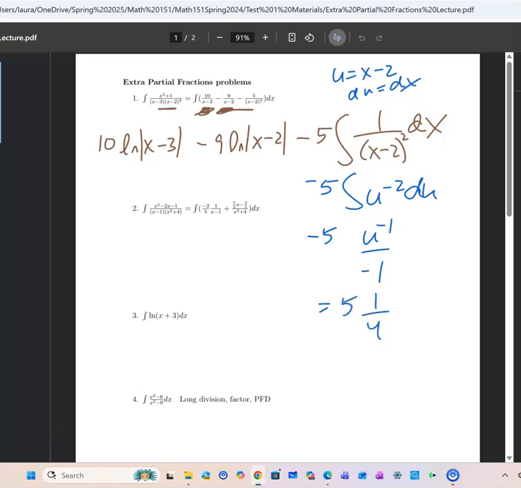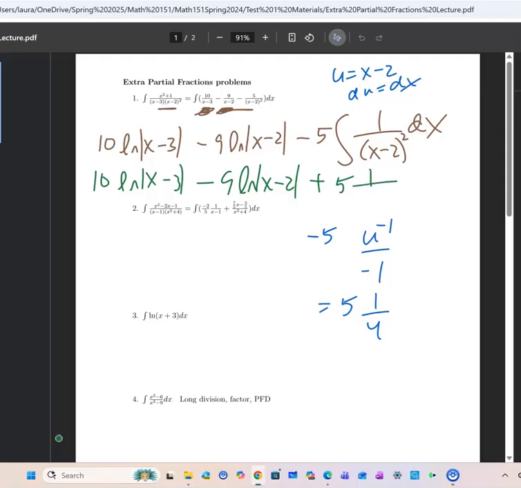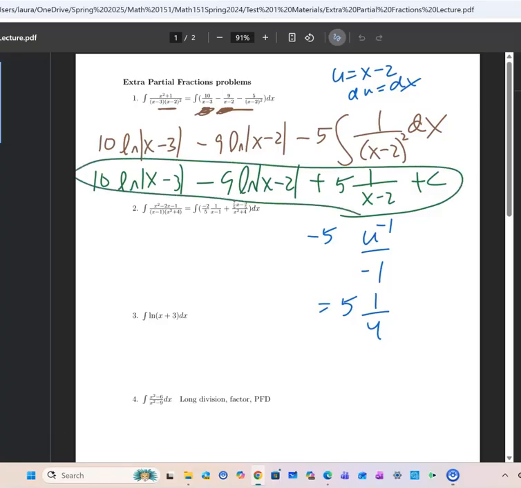1 over u. Okay, so let me take liberties here and erase this. So the answer for this, carry this along, and I would get plus 5 times 1 over u, and I made u equal x minus 2, plus a c. So that would be the answer. Okay, so let's look at this one here.